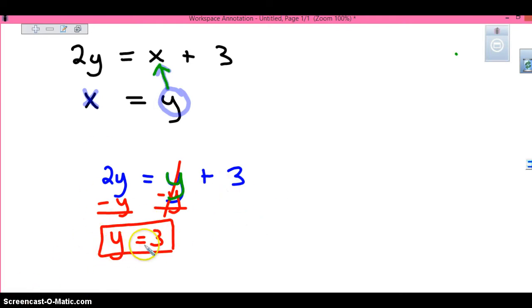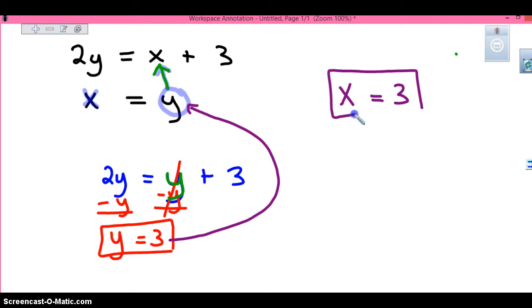Now that I have what y equals, I can find x by substituting into either of the equations. So I'm going to choose and substitute my y into the second equation and say x is equal to 3. Not working anything out. There's nothing to work out when I substitute into that one. I'm just taking that y and replacing it with the 3 because I'm substituting. That means that my ordered pair would be 3, 3.